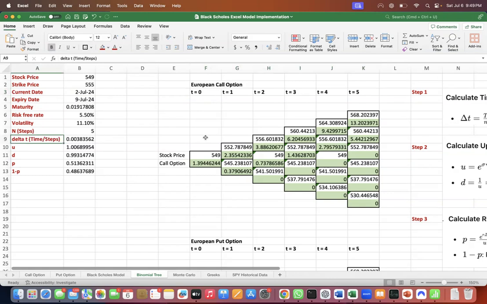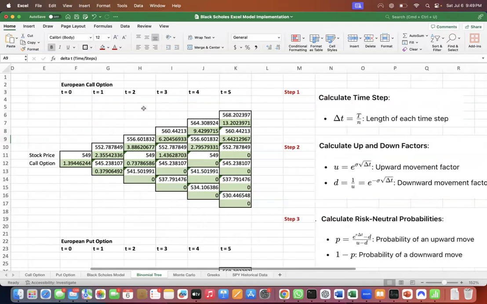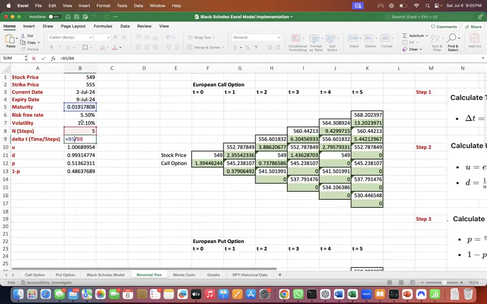Again, as I told you, we calculate delta t, which is the length of each time step. We calculate delta t as t by n. If you have not seen my theoretical video on the binomial tree, I highly recommend you watch that, so that it's easy for you to follow why we are doing this. The first step is to calculate delta t, which is t by n. We already know our maturity, which is t, and we also know our time steps, that is n. So we'll do t divided by n to get our delta t. Maturity is nothing but your t.